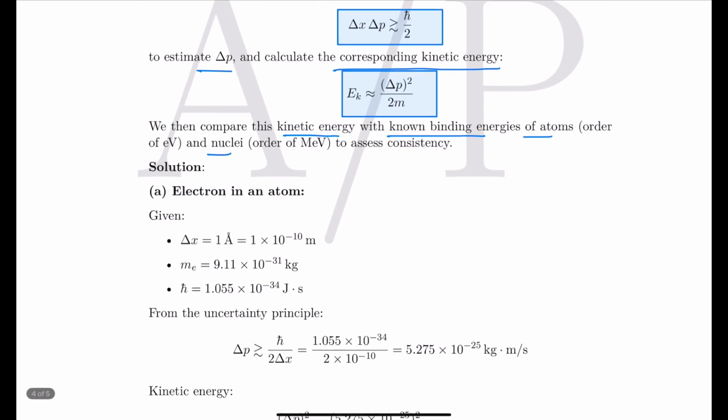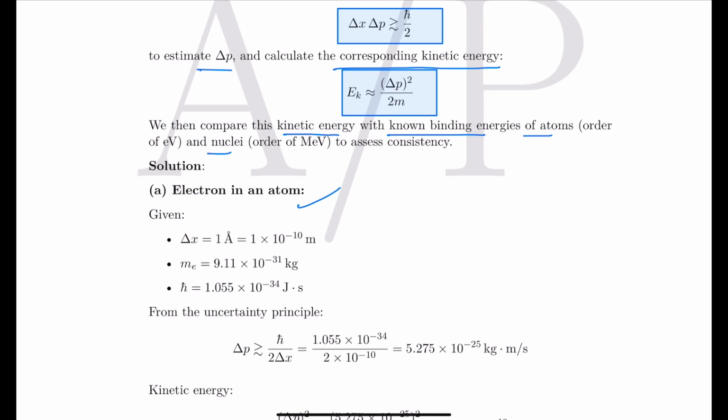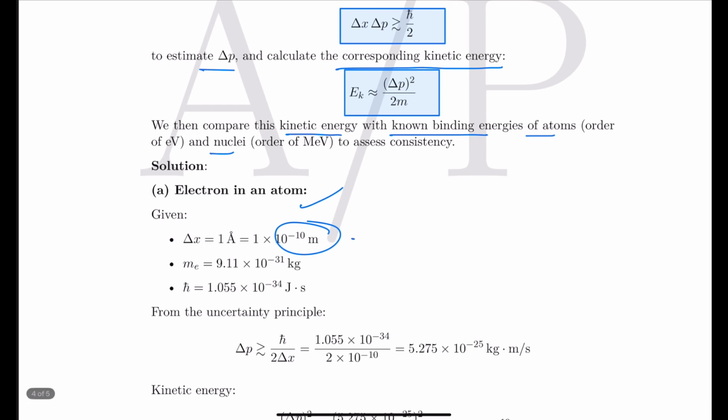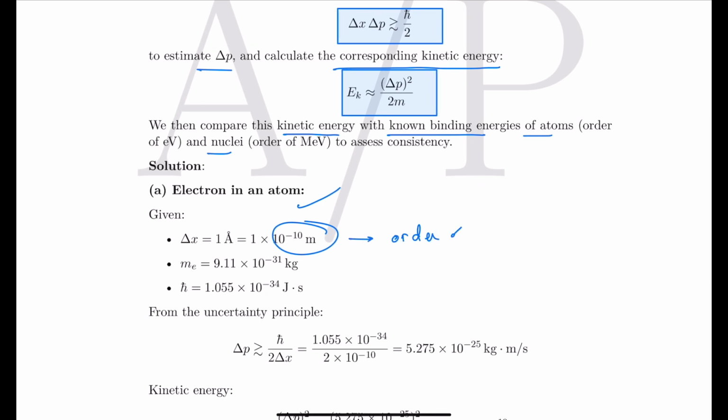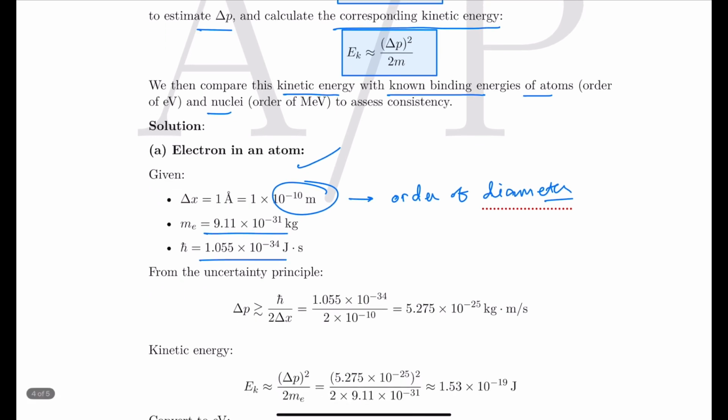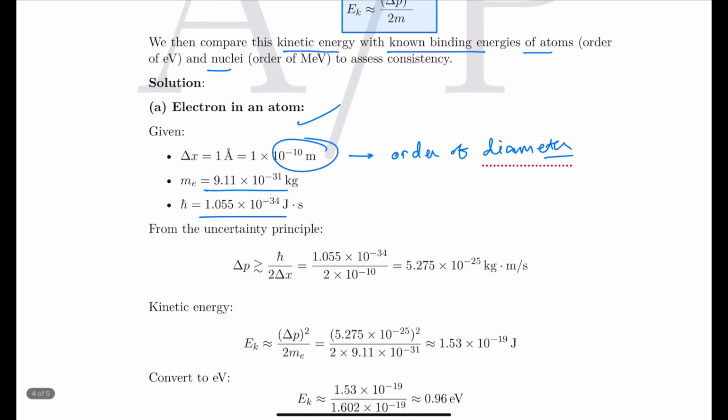better information. So the electron in an atom has the following description: its position uncertainty is going to be of the order of the diameter itself. These particles are so small that only the order matters and the magnitude does not matter. Then the mass of the electron is this and the h bar is this. From the uncertainty principle, you can find the corresponding uncertainty in momentum, which is delta p. Now if you find delta p, you can plug that in to find the kinetic energy. So kinetic energy is given by 1.53 multiplied by 10 to the power minus 19 joule.